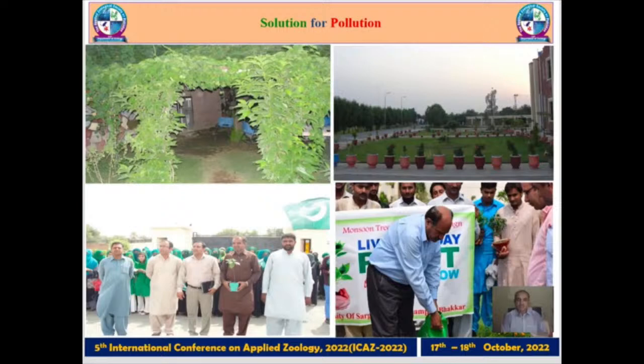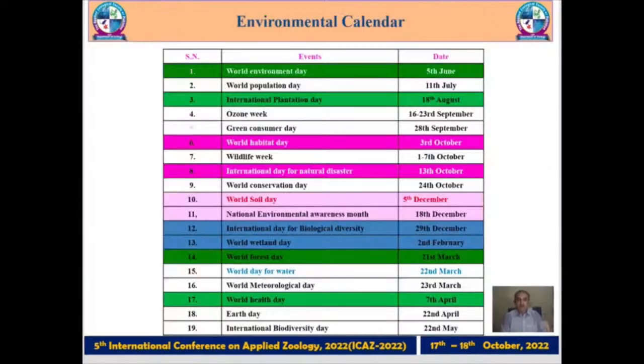So there is a need to think about the environmental calendar for a clean and green environment. As we know, World Environment Day falls on the 5th of June, World Population Day on the 11th of July, International Plantation Day on the 18th of August, Ozone Week on the 16th to 23rd of September, and similarly Wildlife Week on the 1st to 7th of October, and all the other important events of the environmental calendar are mentioned here in this slide.